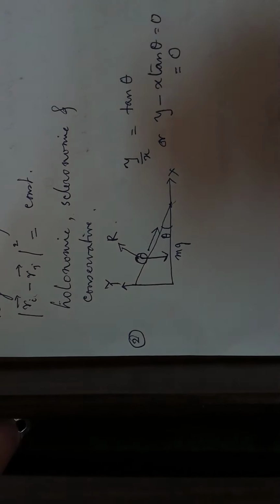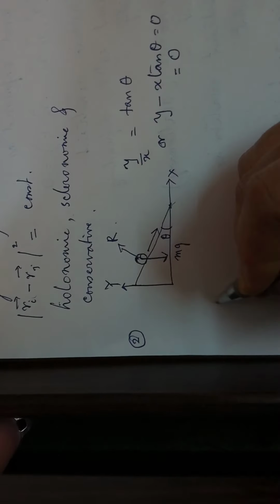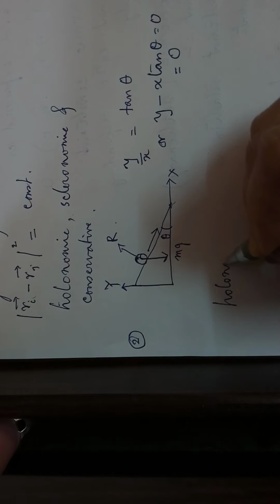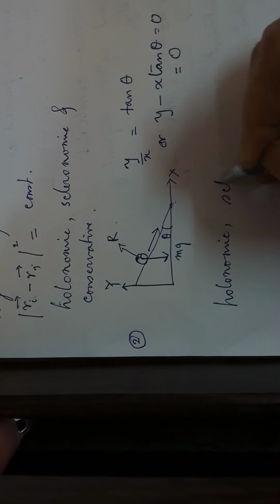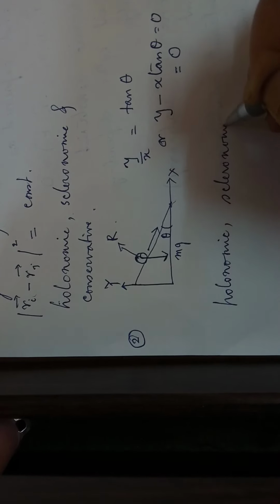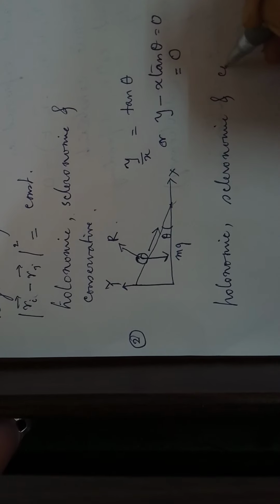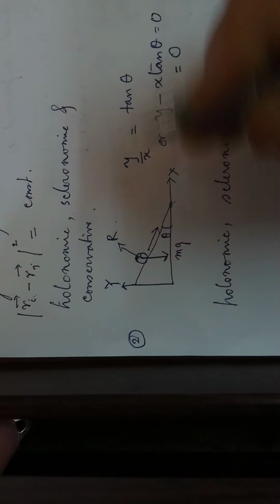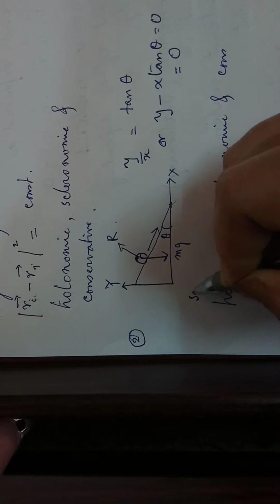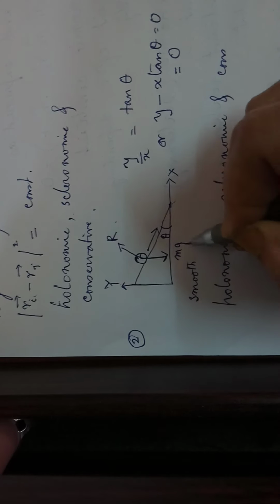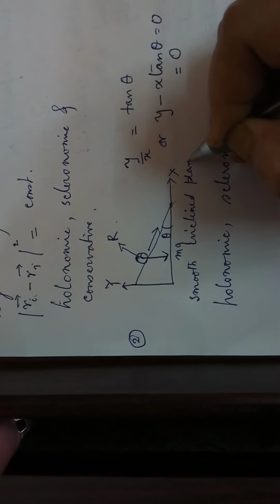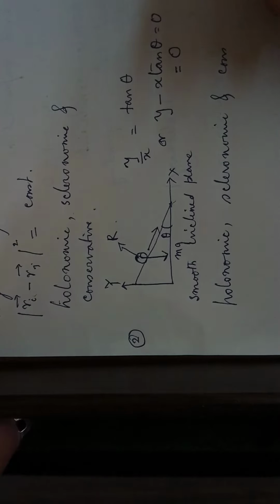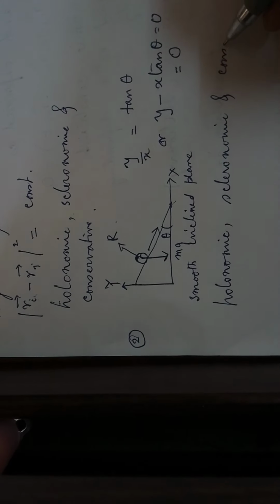So what kind of constraints are satisfied over here? Well, here your constraint is holonomic, because there is no velocity dependence; scleronomic, no time dependence; and conservative. This is a smooth inclined plane. So you consider the motion under a smooth inclined plane where no frictional forces are acting, so there won't be any dissipation. Okay, and conservative.